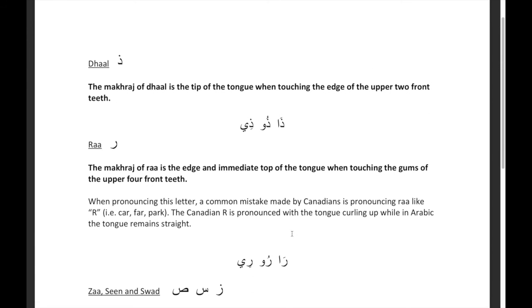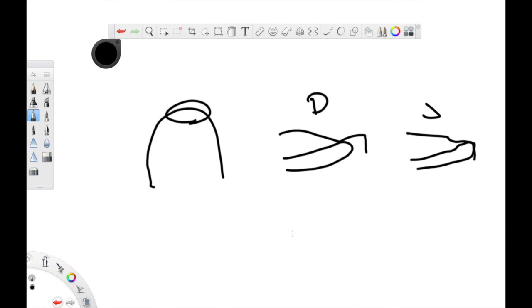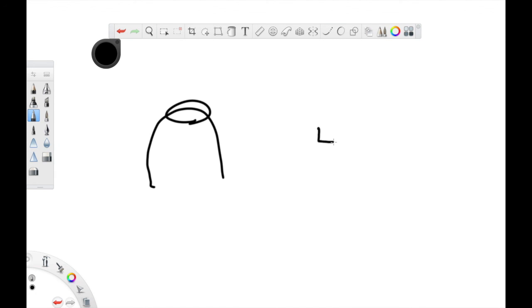Next we have dal, which is in the same group as the letter tha, which is the third letter that we did. The makhraj of dal is the tip of the tongue when touching the edge of the upper two front teeth. So if you have your upper two front teeth, this is the edge right here, and your tongue would touch these edges, and you have to make sure that you stick out your tongue far enough not to get a za sound.